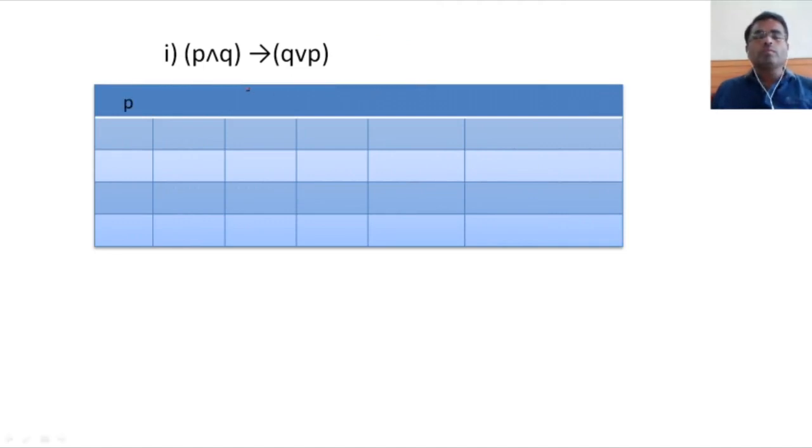Here first we have to consider P, that is true, true, false, false. Then we have to consider Q, that is true, false, true, false. Then we have to consider P and Q, that is true, false, false, false. Then we have to consider P or Q that we need. Here it should be Q or P, but for that first we have obtained P or Q.